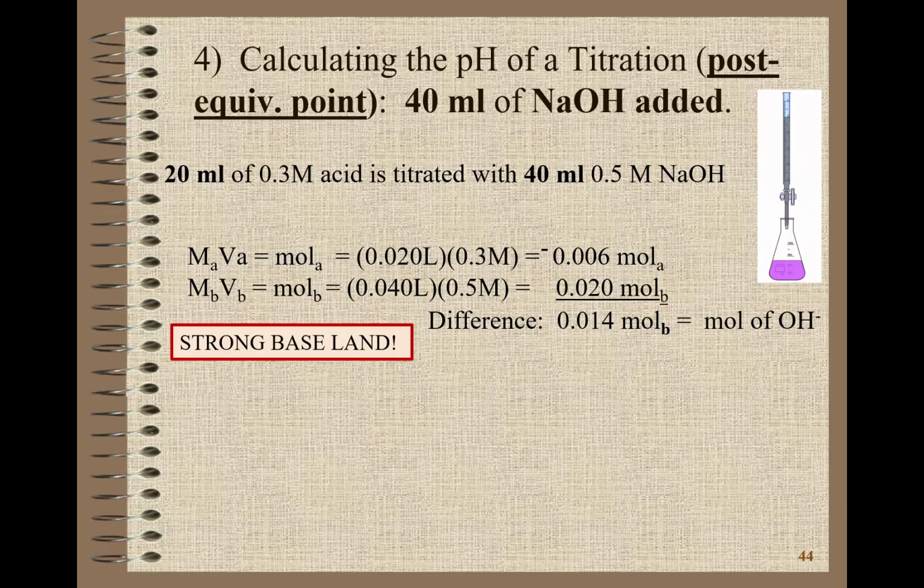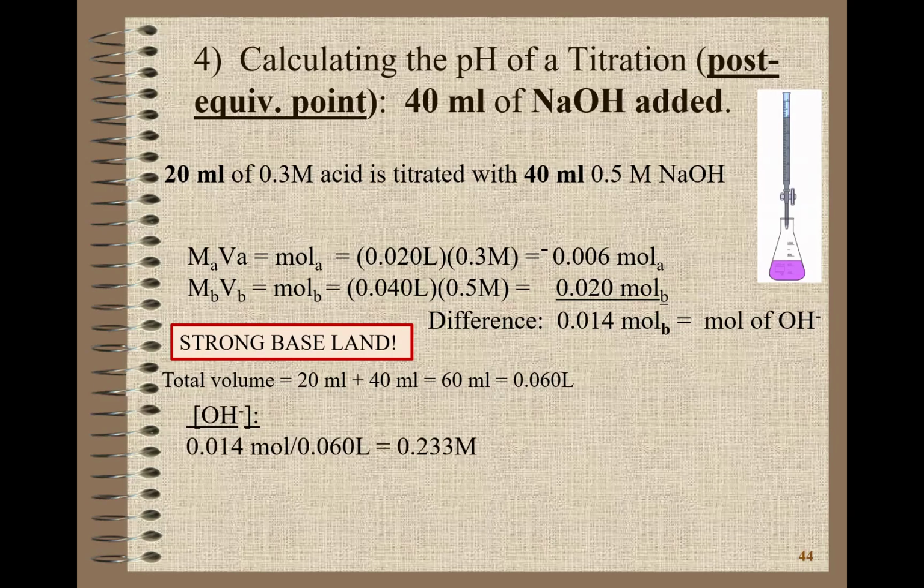Ivana, what's the total volume? If I added 40 milliliters to 20, what's the new volume? 60. So the new volume is 60 milliliters. I divide by 1,000, convert it to liters. Now I can take moles divided by liters, right? I get that. Now here I have to do the pOH first, so watch out.